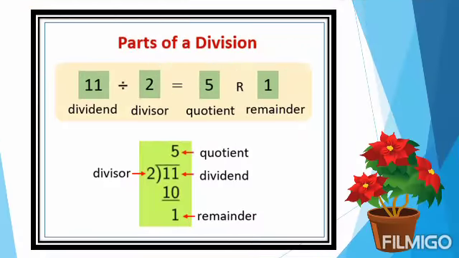On this slide, class, we'll be learning the parts of division. We have here, class, the two division methods. The first one is the short division method, and the last one is the long division method. Here, class, the short method is also called the division sentence. 11 divided by 2 equals 5, remainder 1 or R1.